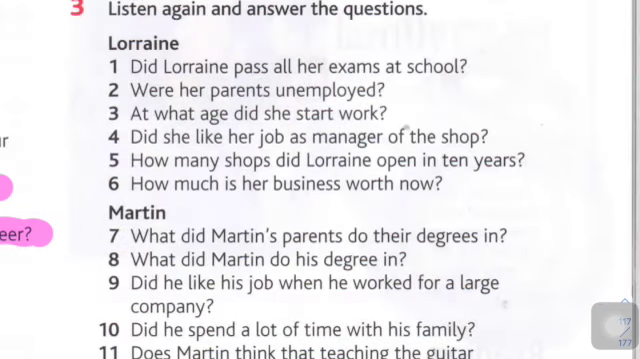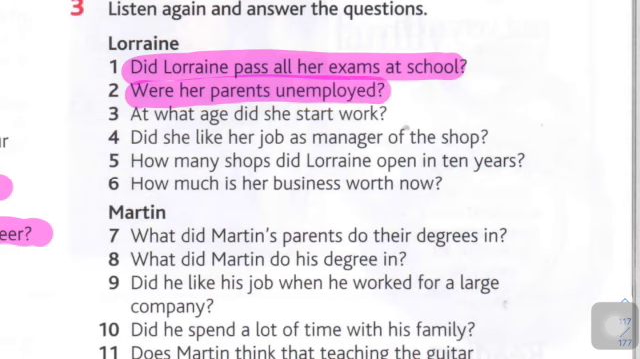Good. Now we will continue with the second part of this listening exercise. It says, listen again and answer the questions. So here we have some questions. The first 6 questions are for Lorraine. It says, did Lorraine pass her exams at school? So this is a just no question. Were her parents unemployed? Did her parents have a job? At what age did she start work? So how old was she when she started working?